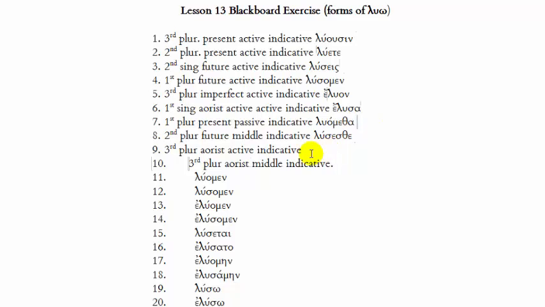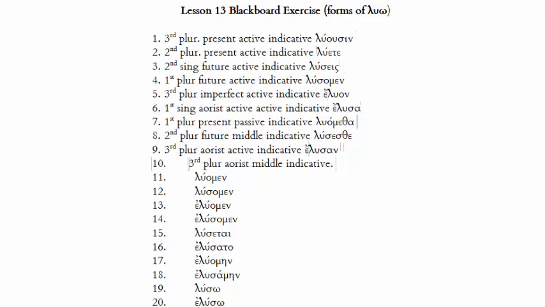Moving on along, the third plural aorist active indicative. So the aorist active indicative is simply the third principal part. We'll start out with elusa, like that. And to make it third plural, we put the third plural ending on. Elusa, elusas, elusa, elusamen, elusate, elusan. There we go. Put the correct accent in there. We're golden.